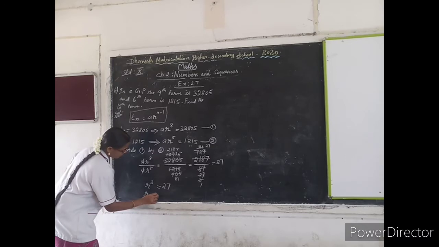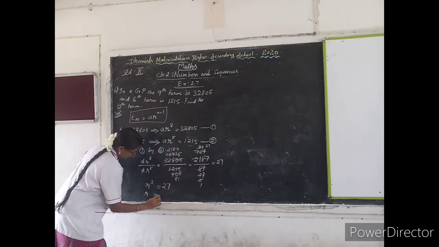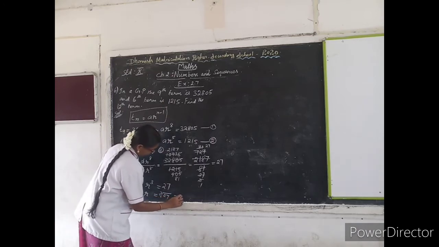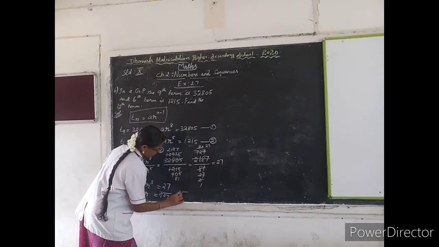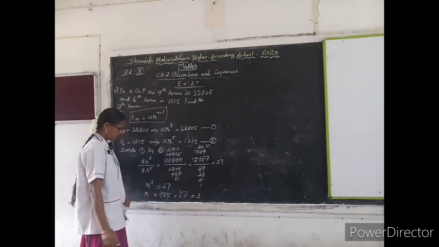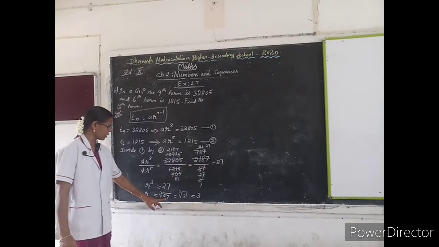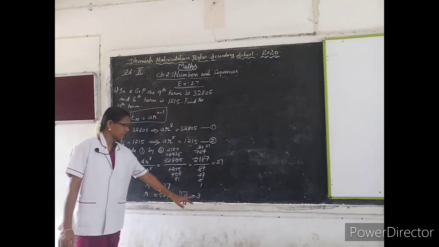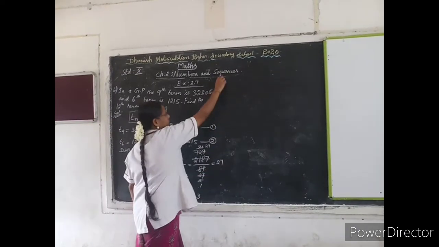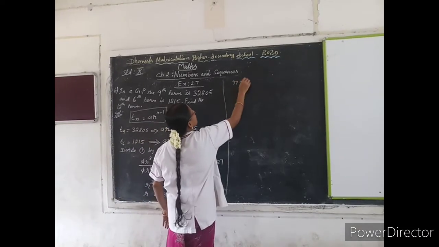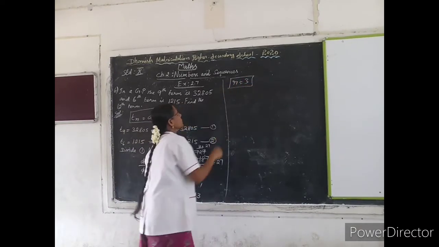R is the cube root of 27. 3 cube, that is 27. 27 can be written as 3 into 3 into 3. The cube root of that 27 is only 3. That is our common ratio. So R is 3. Now what is the question?